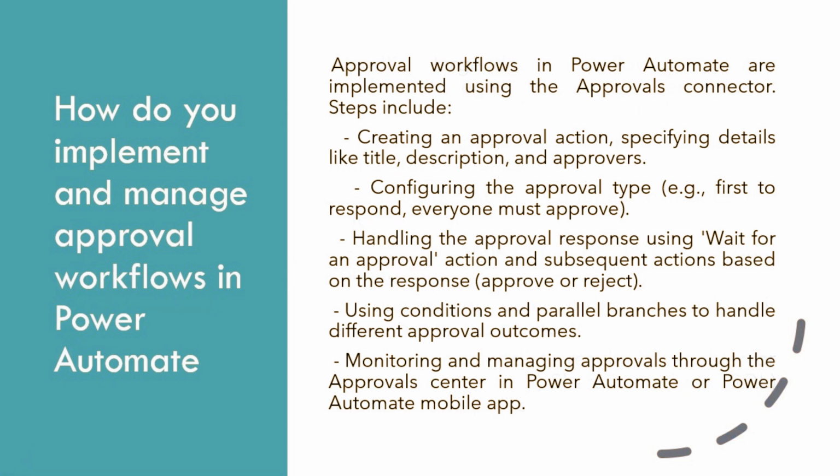How do you implement and manage approval workflows in Power Automate? Approval workflows in Power Automate are implemented using the Approvals connector. Steps include creating an approval action, specifying details like title, description, and approvers. Configuring the approval type, for example first to respond or everyone must approve. Handling the approval response using the wait for an approval action and subsequent actions based on the response, approve or reject. Using conditions and parallel branches to handle different approval outcomes. Monitoring and managing approvals through the Approvals Center in Power Automate or the Power Automate mobile app.